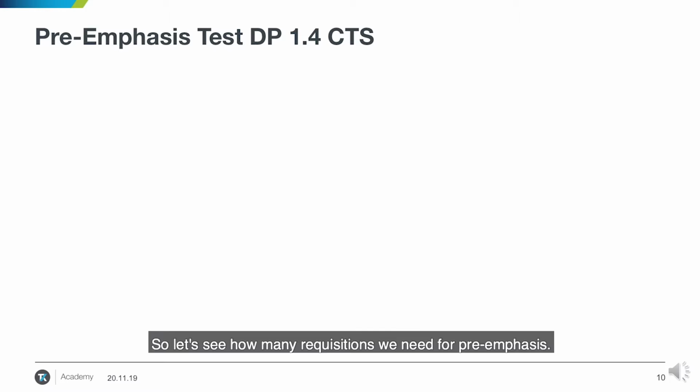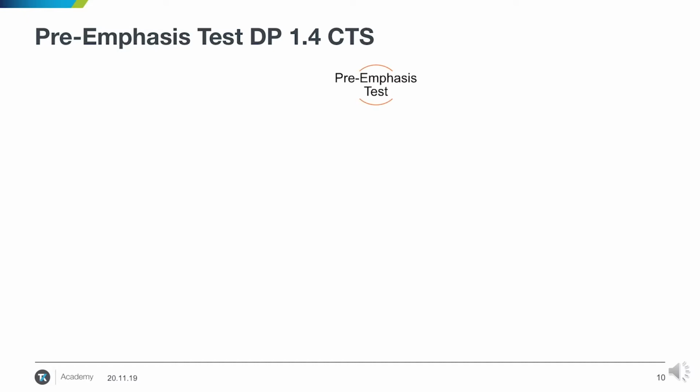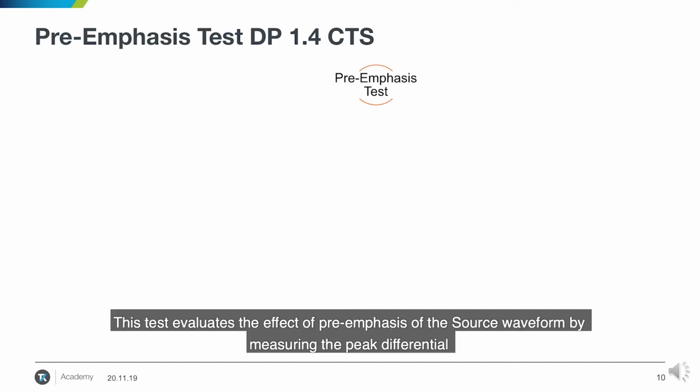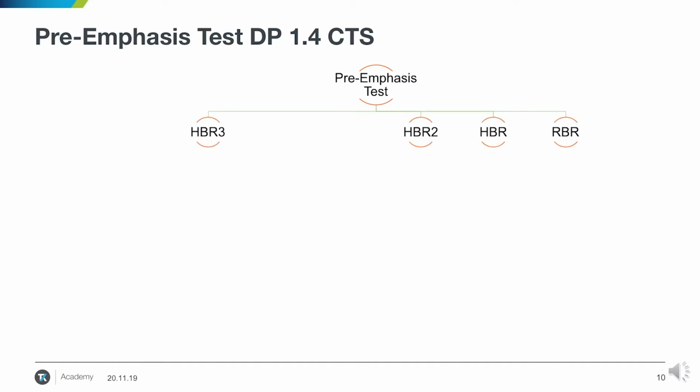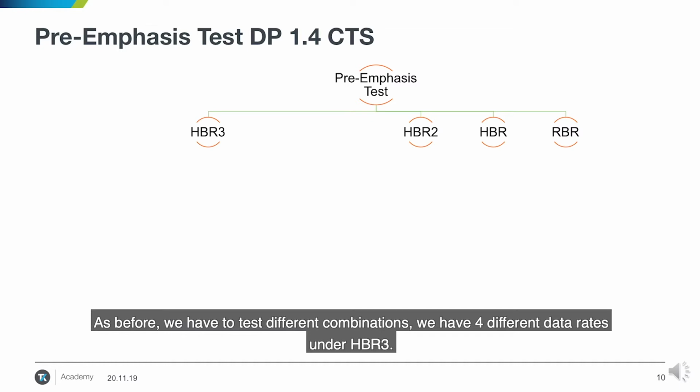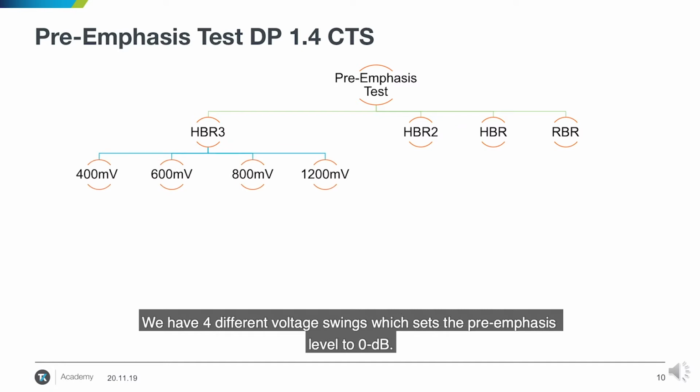So let's see how many acquisitions we need for pre-emphasis level. This test evaluates the effect of pre-emphasis of the source waveform by measuring the peak differential amplitude to assure accuracy of the pre-emphasis setting. As before, we need to test different combinations. We have 4 different data rates. Under HBR3, we have 4 different voltage swings.